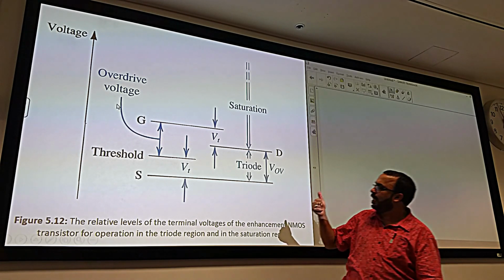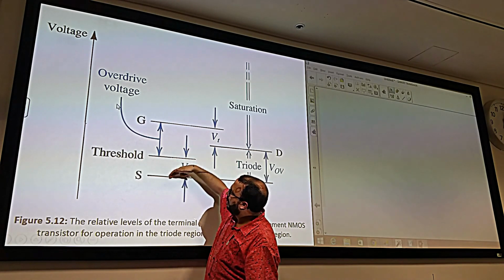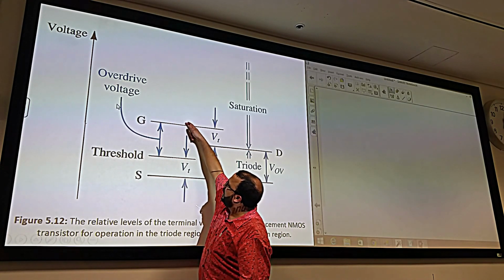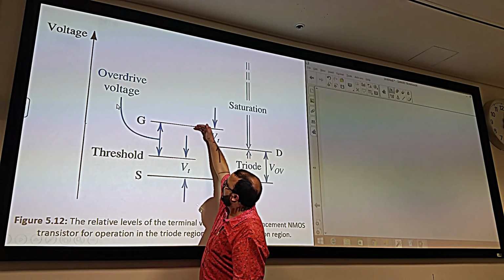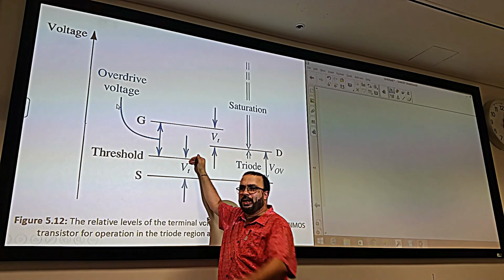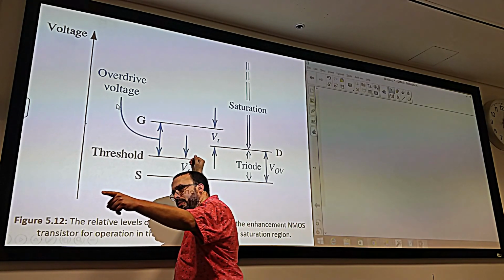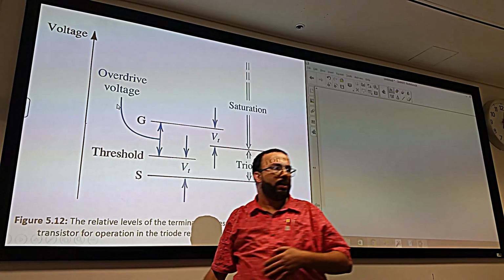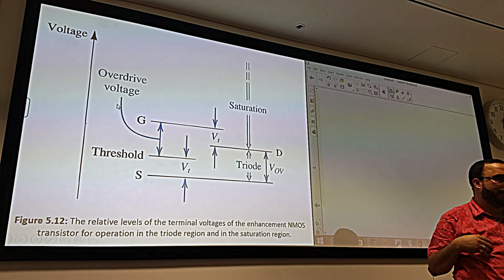VGS is this distance of voltage. If this distance is below VT, that means the voltage of the gate is below this bar where VT is. That means we have what, again? ID equals 0. Very good. And that zone is called? Cutoff. Excellent. Simple, huh? We are just discussing that graphically.